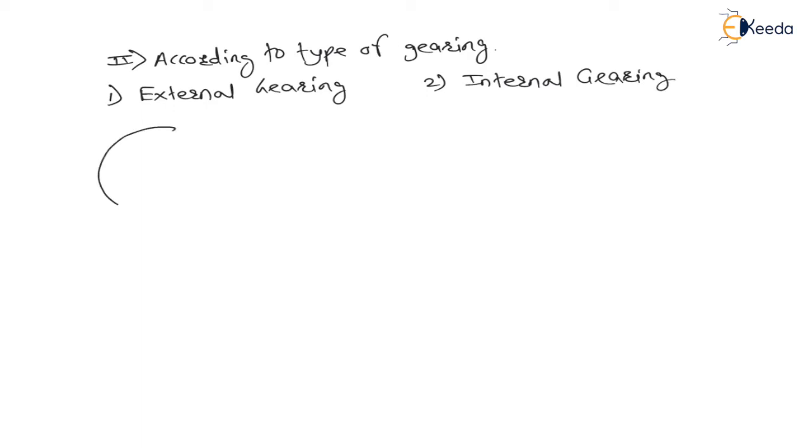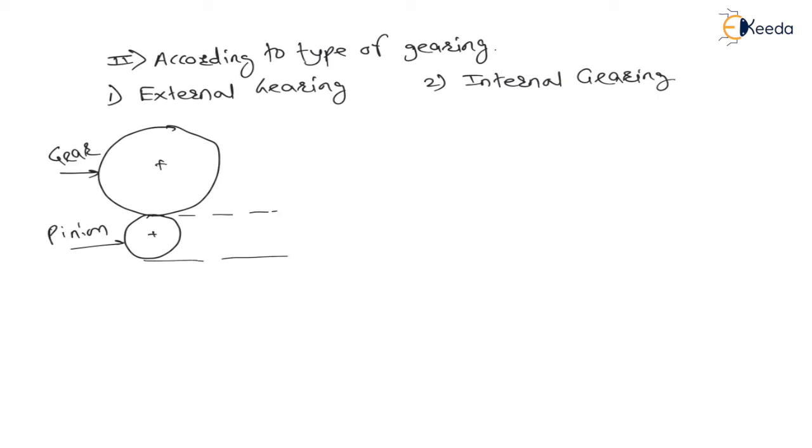Let us say it is a gear, and there is a pinion, right? The larger is called gear and the smaller is called pinion. And if I see another view, the gear will have some thickness. Let us say this is a gear and this is a pinion. They are in contact, in mesh. And this is the axis of gear and pinion. It may be a spur gear or a helical gear or any other arrangement.